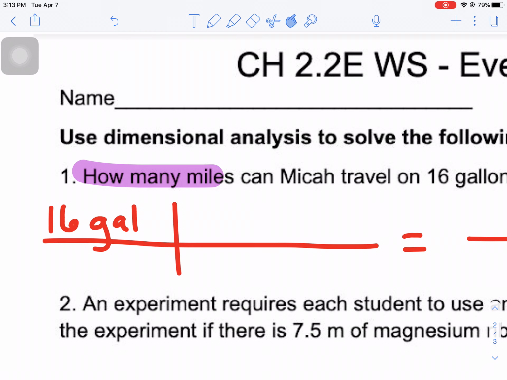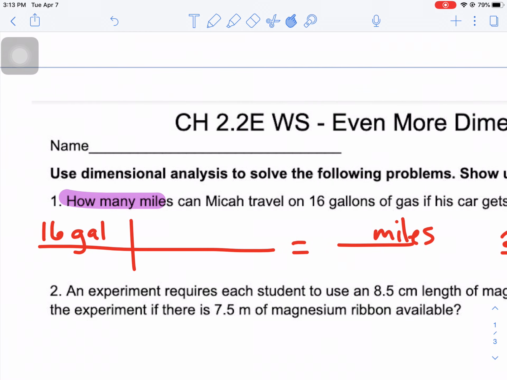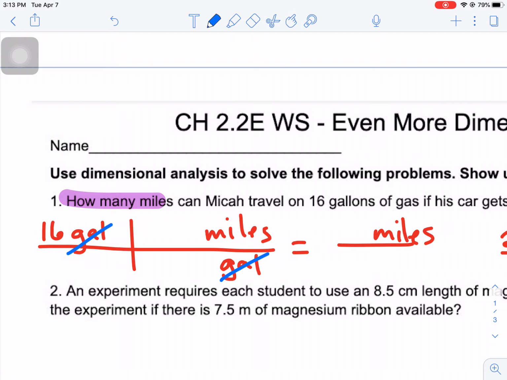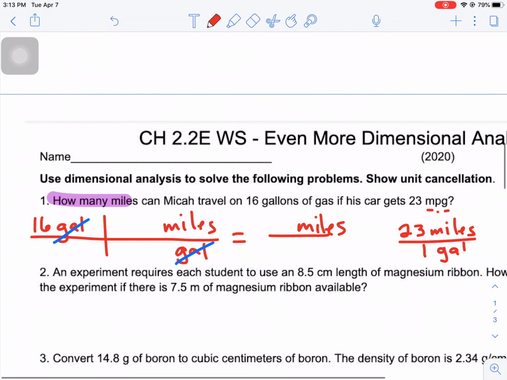Now we want to cancel out gallons, and we want to end up in miles. So to cancel out gallons, we're going to put those on the bottom. And we want to end up in miles, so we're going to put that on top. And I always like to show unit cancellation. So gallons, canceling out gallons. And then I go back and plug in my numbers. If I look at it, the number 1 goes with the gallon, so I'm going to be dividing by 1. And the 23 goes with miles, so I'm going to be multiplying by 23.